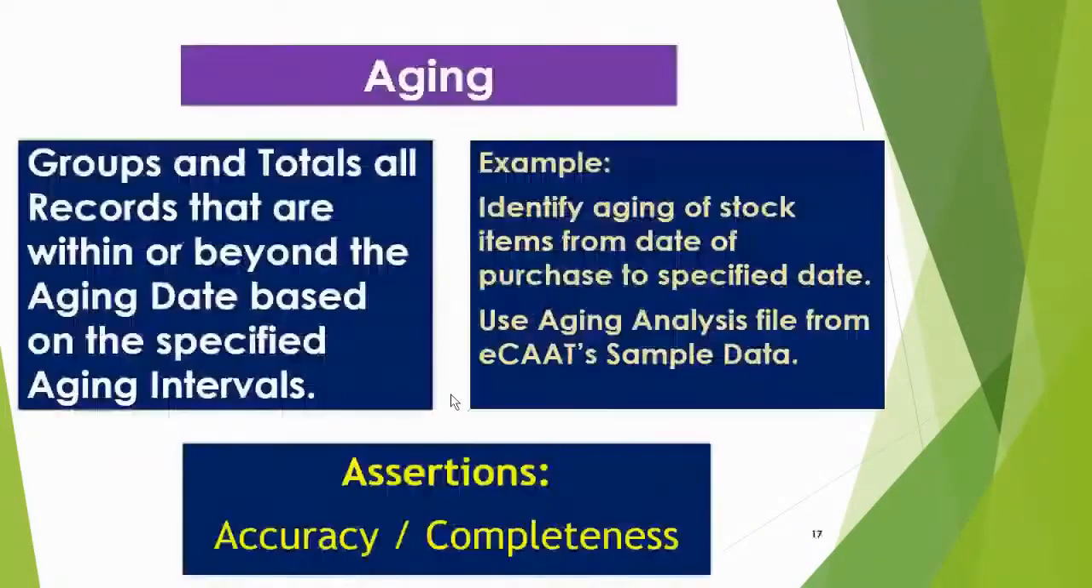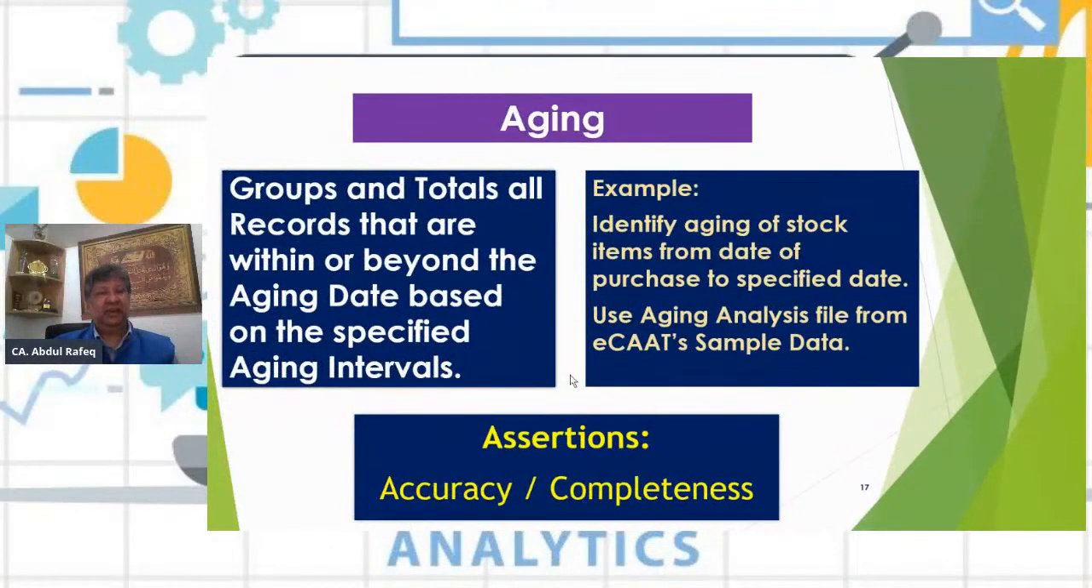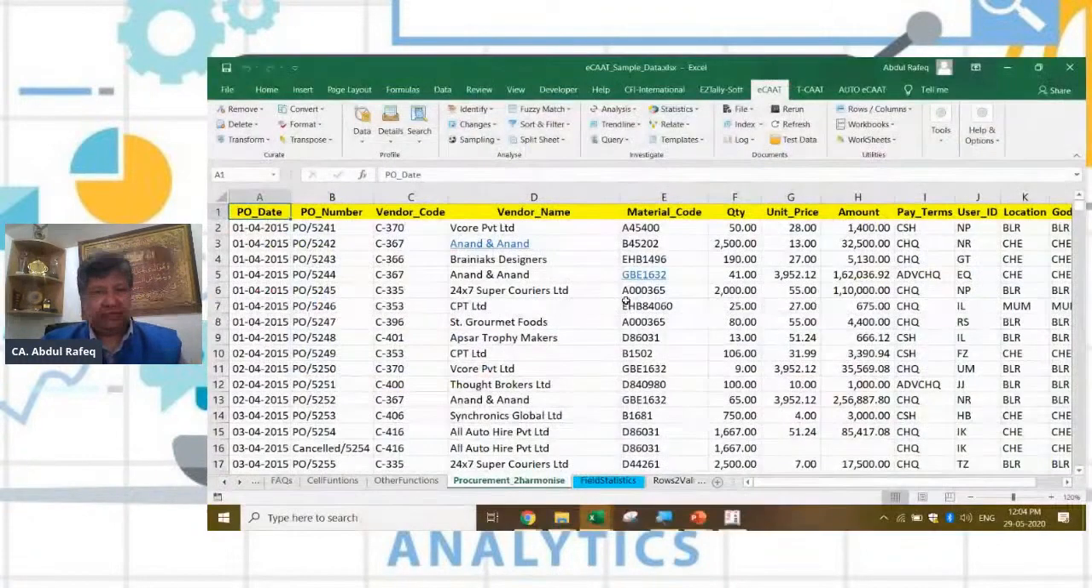Okay. Now for aging, I need to have some data which is clear, which means it groups and totals all the records that are within or beyond the aging date based on specific intervals. For example, I have got the stock and the purchase date. Now I want to find out the aging of the data based on the pattern of the stock. Now I have got one data file called the aging analysis file. Maybe I'll use that and I'll show you this.